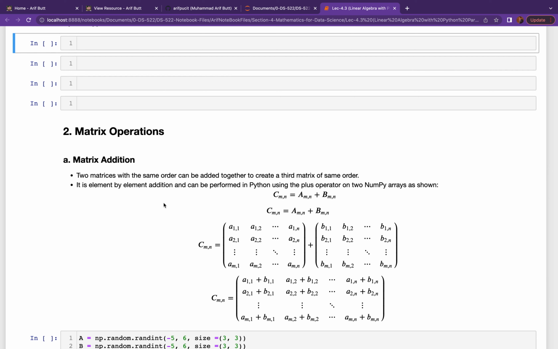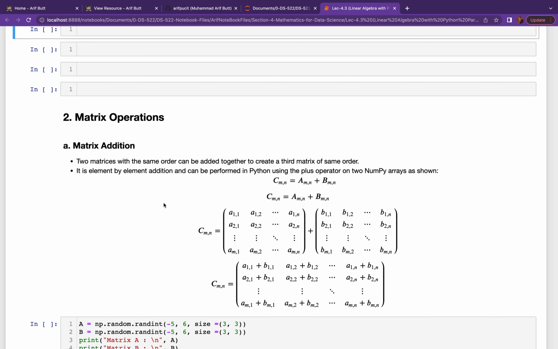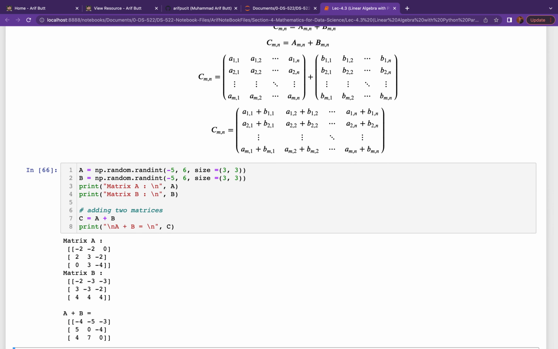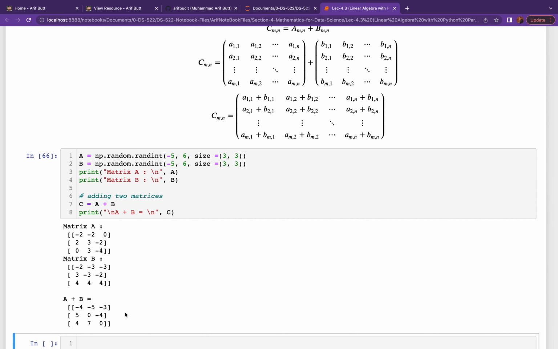Okay, so let me move on to the matrix operations. We now know a bit about different types of matrices. Let's see what are the different operations that we can perform on our matrix. First of all, matrix addition. Two matrices can be added if their order is the same. That is, if this is an m by n matrix, this also has to be an m by n matrix. Same number of rows, same number of columns. Only then can they be added. And this is just a proof of concept, a Python code. So please do the math.